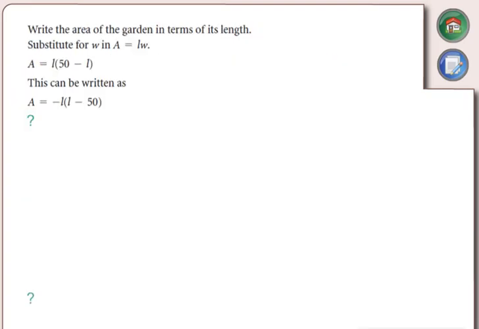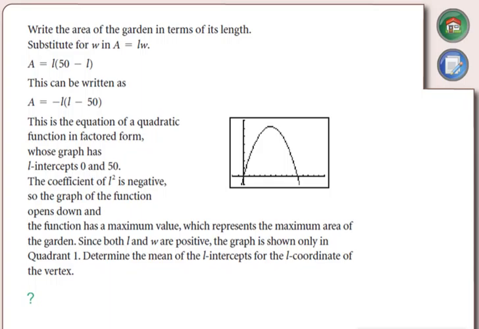By substituting in the W, we then can rewrite it if you so choose. You don't need to. You could have gone straight from there. But because this one is in factored form, we could look at the 2 factors, 0 and 50. And we know that the vertex is going to be halfway in between. So adding the 0 to 50 divided by 2, we know that the length is going to be 25.